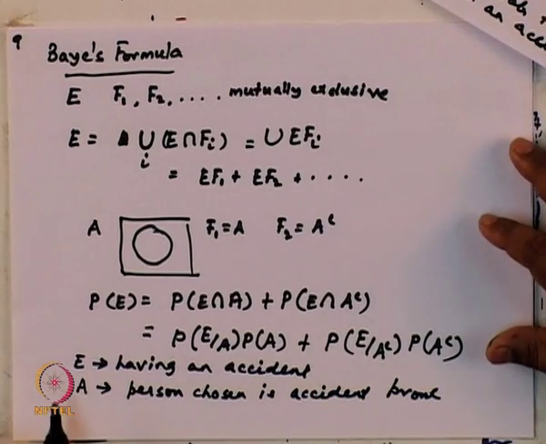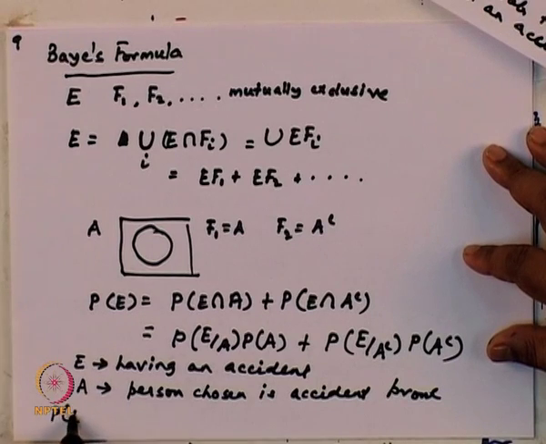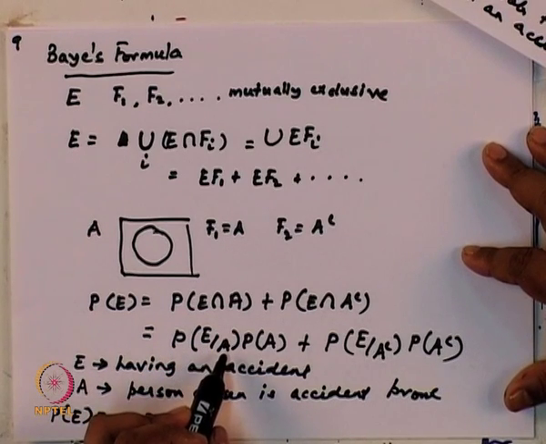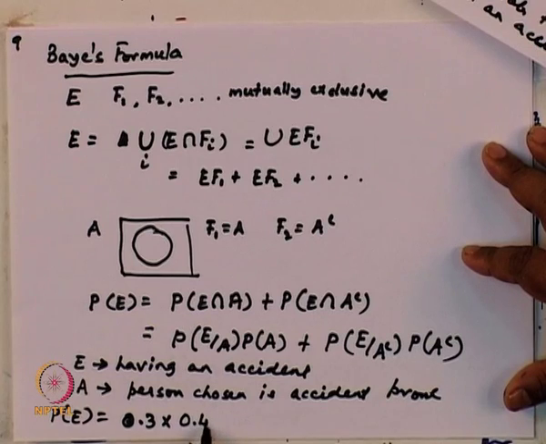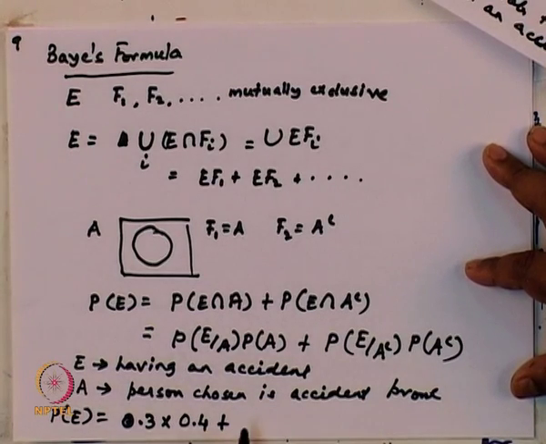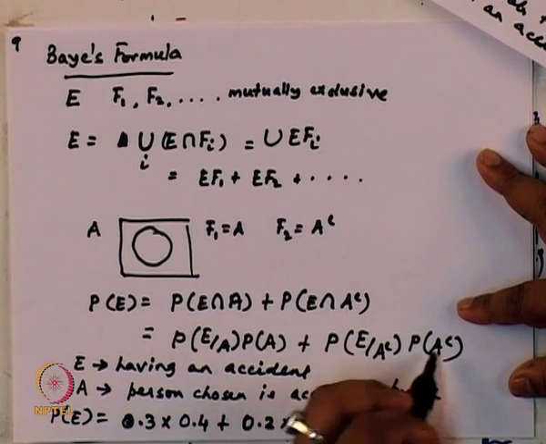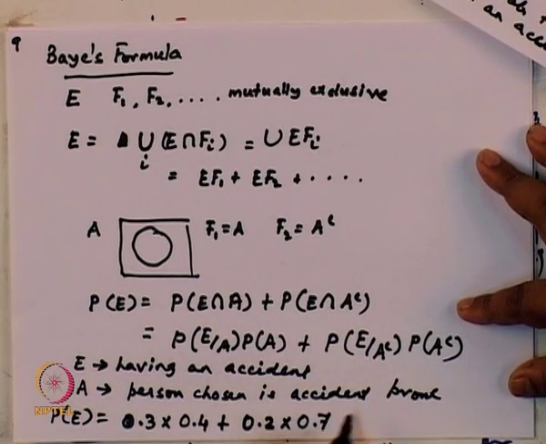I can then compute the total probability of E as the probability of choosing an accident prone person, which is 30% or 0.3, into the probability of having an accident if the person is accident prone, which is 40%. Similarly, I have two more terms: E given A complement is 0.2, into A complement, which is 0.7. This total will come to 0.26.